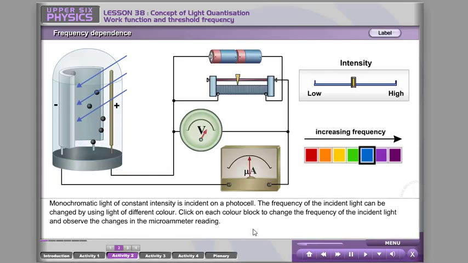Monochromatic light of constant intensity is incident on a photocell. The frequency of the incident light can be changed by using light of different color. Click on each color block to change the frequency of the incident light and observe the changes in the microammeter reading.